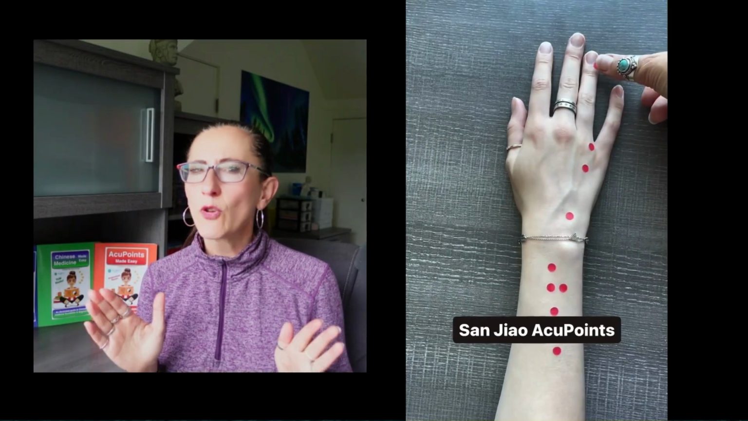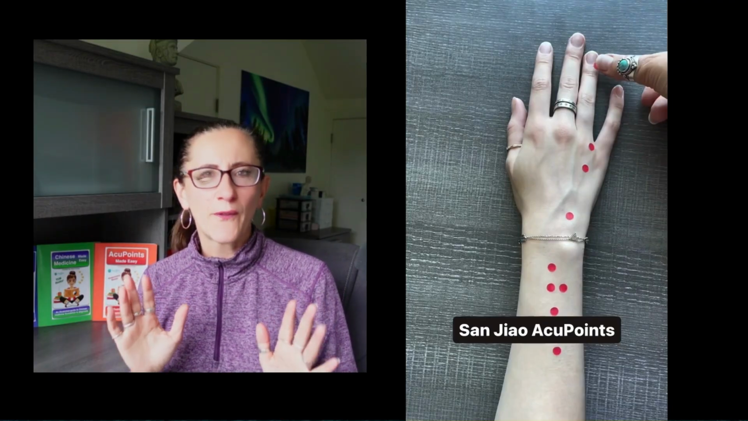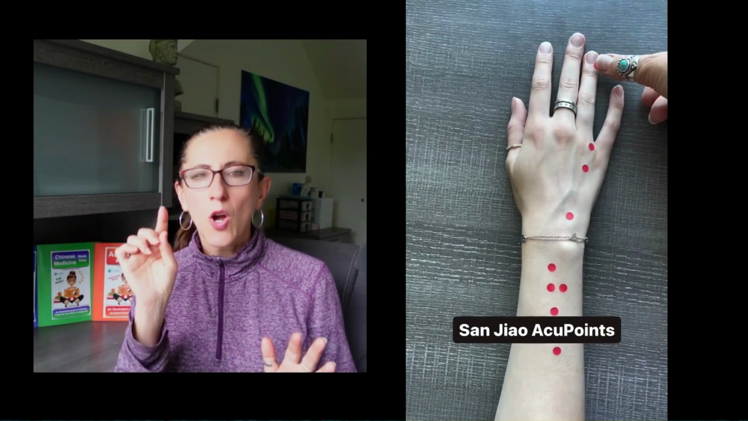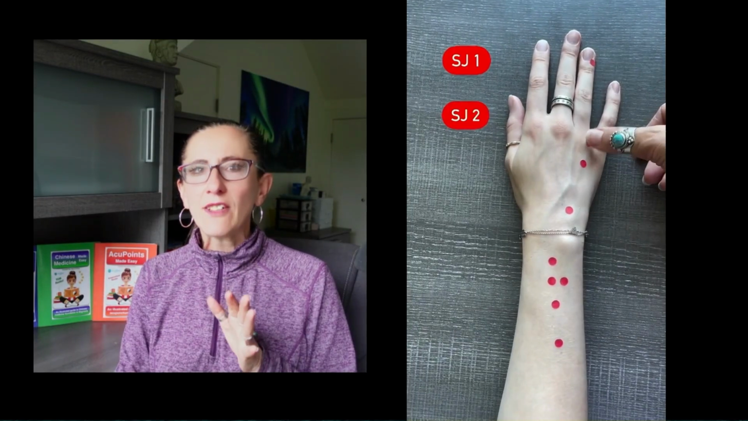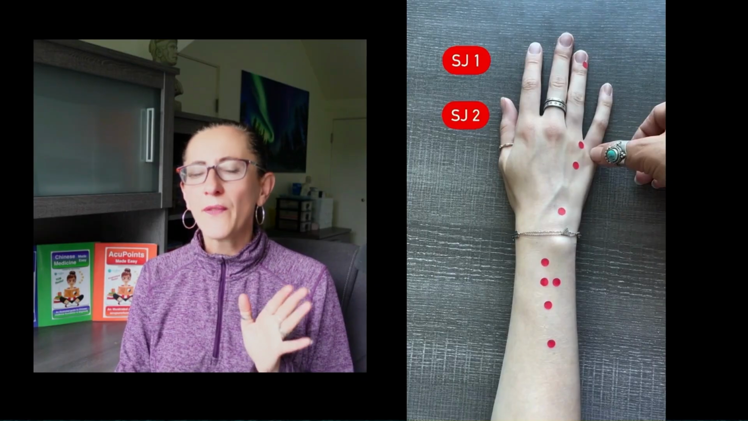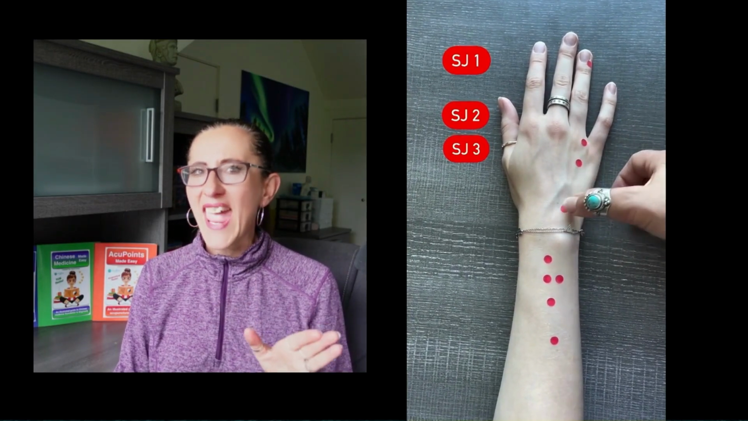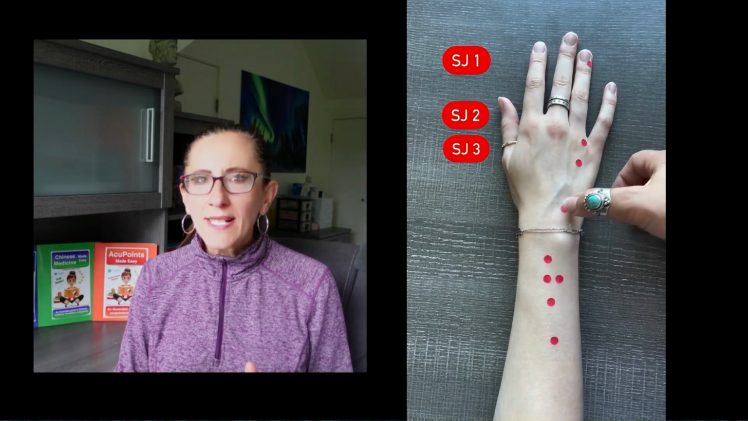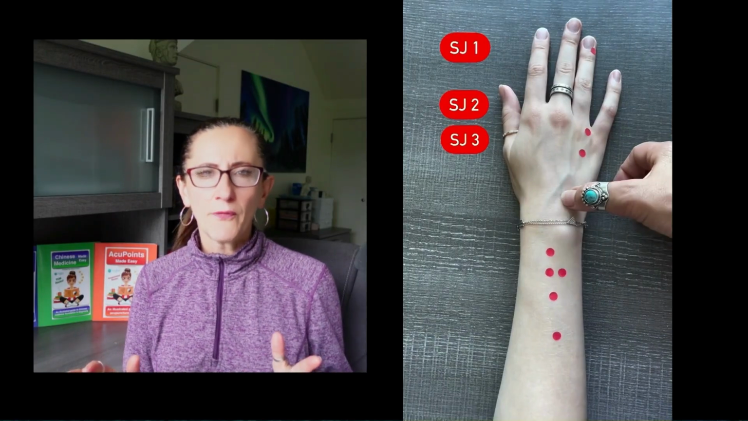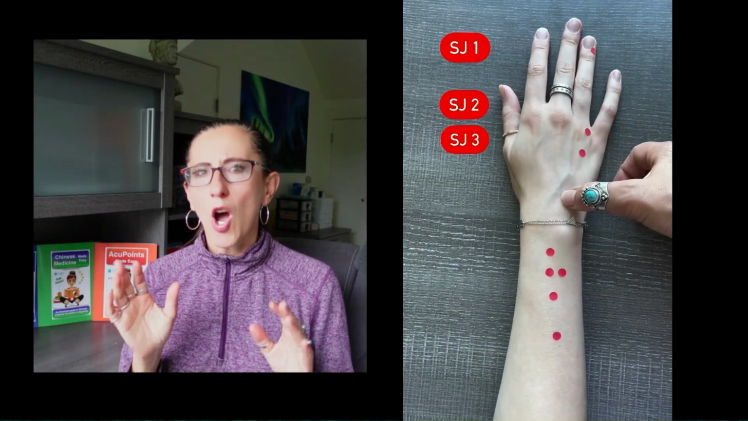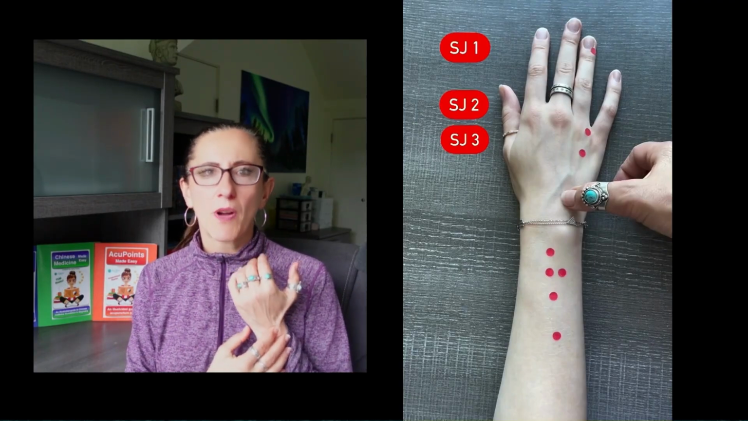San Jiao 1 is located at the lateral side, or ulnar side, of the ring finger at the base of the nail, 1 tsun from the base of the corner of the nail. Easy one, right? San Jiao 2 is located between the 4th and 5th finger at the web margin. San Jiao 3 is located between the 4th and 5th metacarpal, proximal to the metacarpophalangeal joint on the dorsum of the hand. San Jiao 4 is located on the ulnar side of the extensor digitorum communis, which is on the dorsum of the wrist.